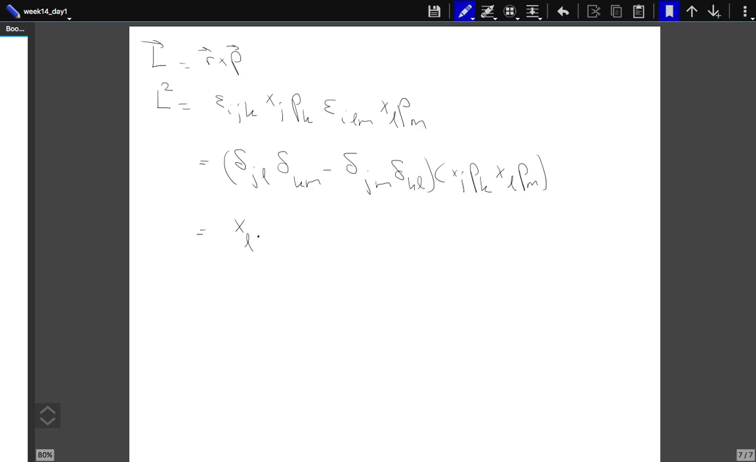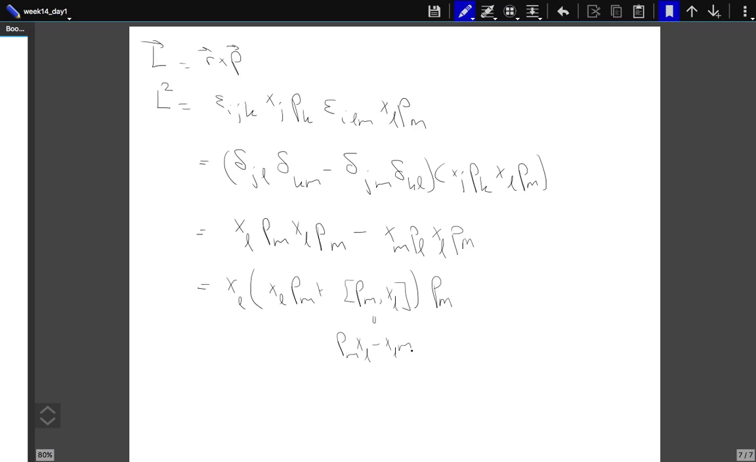This will be equal to xl pm xl pm, this is the first term, minus xm pl xl pm. Let me just reorder some of those terms. It will be nice if I just commute these two terms. So this is xl multiplied with xl pm plus the commutator of pm and xl, pm. If you just open this up, this is pm xl minus xl pm. This xl pm cancels this xl pm. What remains is this term above. So that's why I write it in that form.